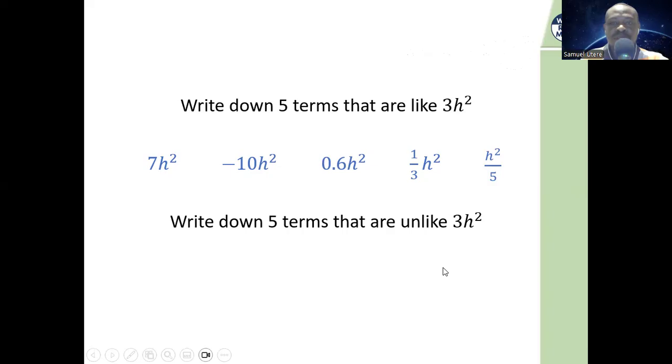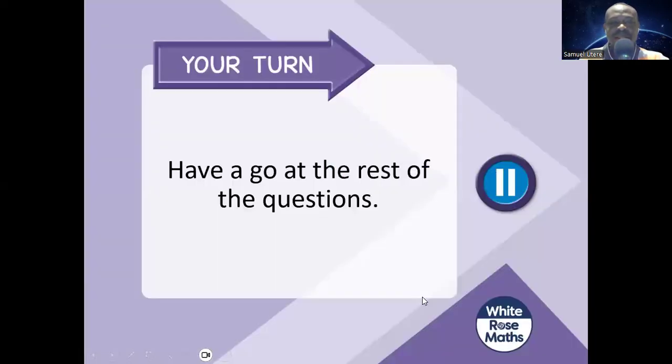I'm sure you've written some. So here are the ones you could get. Anything, anything. You could even write 3h to the power 1 million. All right. So what we've learned so far is how to write like and unlike terms.